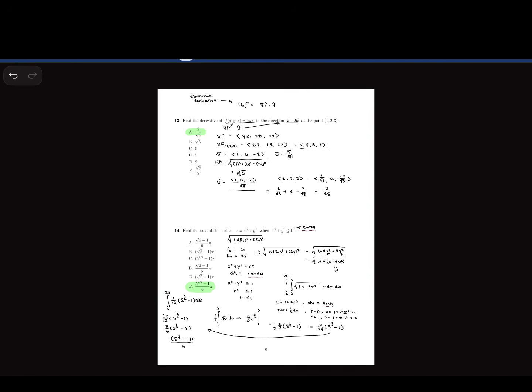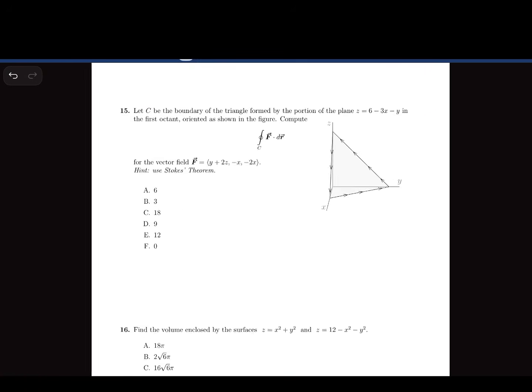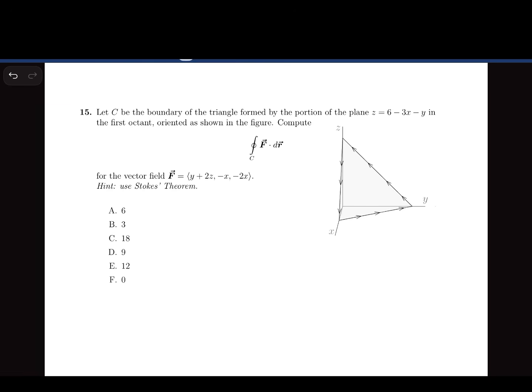Okay, we're going to be moving on to question 15. Question 15 asks us: let C be the boundary of the triangle formed by the portion of the plane z equals 6 minus 3x minus y in the first octant, oriented as shown in the figure below. Compute this integral for the vector field F with components y plus 2z, negative x, and negative 2x. And it says to use Stokes' theorem.